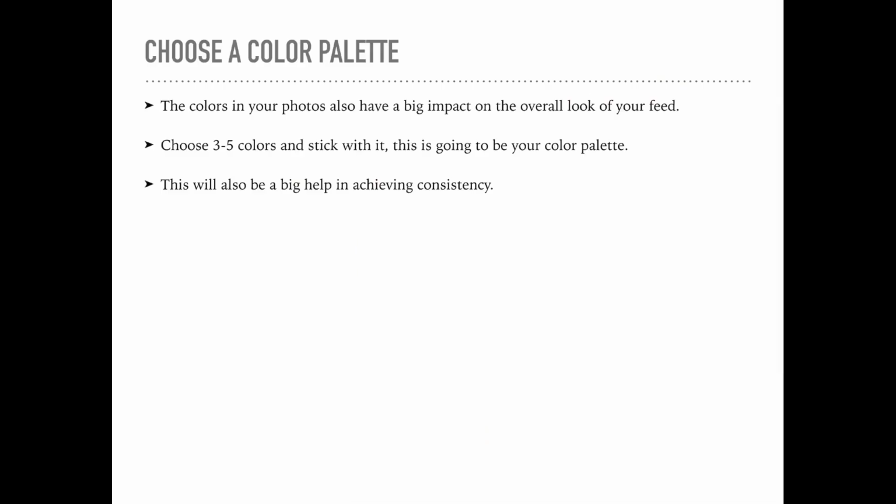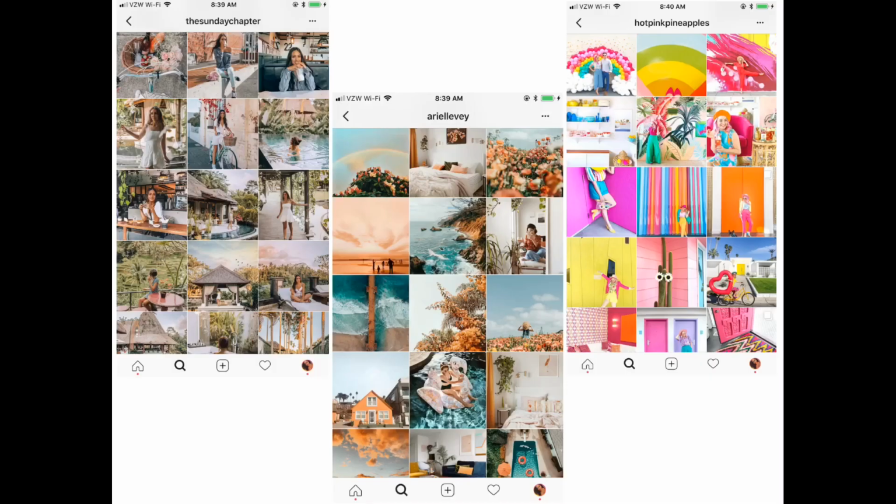Next, you're going to choose a color palette. The colors in your photos have a big impact on the overall look of your feed. You're going to choose 3 to 5 colors and stick with it. This is going to be your color palette. This will also be a big help in achieving consistency.